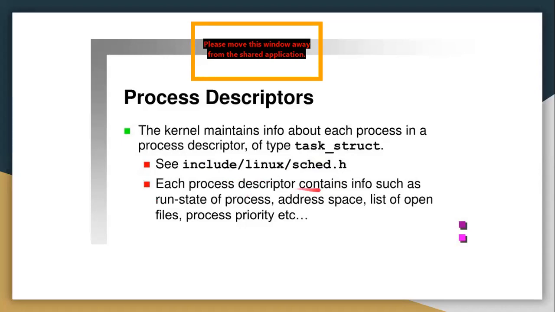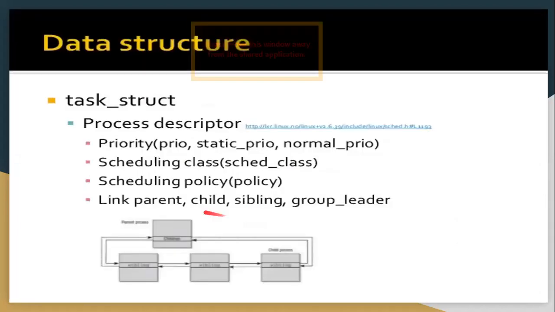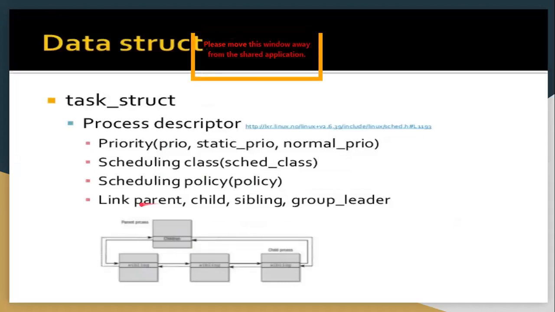Each process descriptor contains information about the current state of the process, address, list of open files, and the process priorities. Now this is the structure of your task structure. You check it out. These are the priorities given to the process, scheduling class, scheduling policy on which basis the process will be scheduled, linking parents, siblings, and the group.